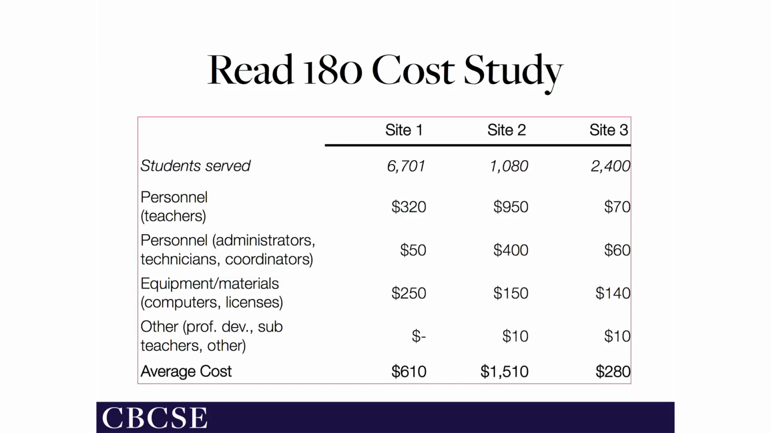So then they went out and they looked at 3 sites that were implementing the program. So this is a true cost analysis. There are no effects here. They're really just looking at resources to implement the program. So they looked at personnel, so they looked at teachers, then they looked at other types of personnel, so that might be administrators, technicians, coordinators. They looked at equipment, and they had this other category that kind of captured a bunch of things like professional development, substitute teachers. And they came out with really, really varied estimates here.